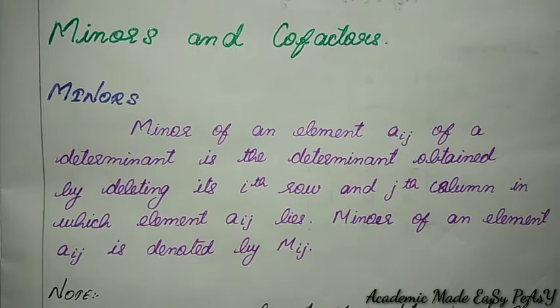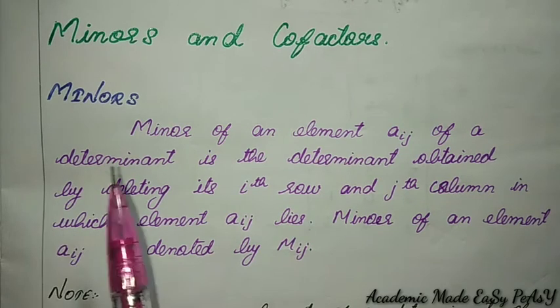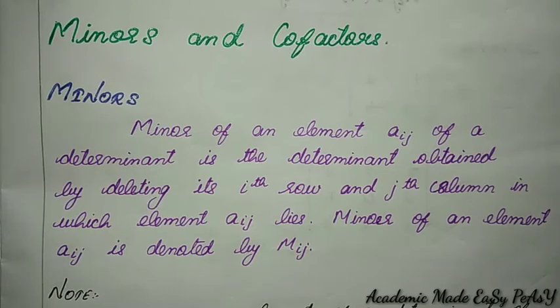So the next topic is minors and cofactors. This is one of the important topics. Why? Because this is a basic. You may not get a direct question from this topic, but this is the very basic for the important sums in this chapter. So be very clear with the basic concepts first. First, let's learn about minors and then we'll move on to cofactors.